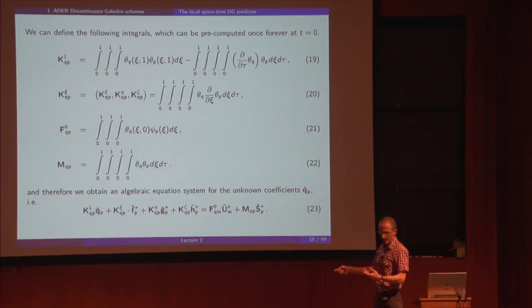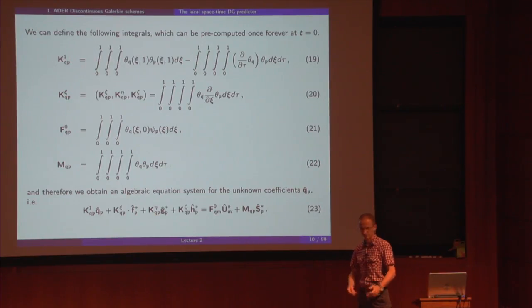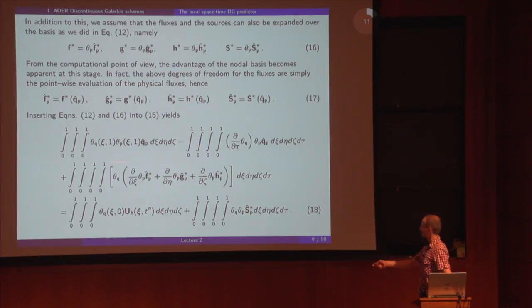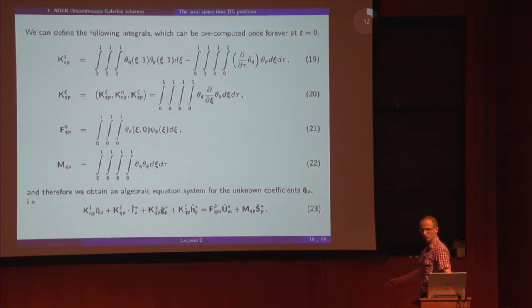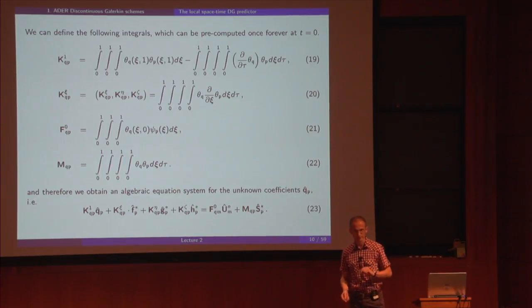Each of these matrices has a name, a mass matrix, stiffness matrix. You may be familiar with this or not. So therefore, the equation in the previous slide can be rephrased in this more compact matrix notation, like this, right? In which the unknowns are the degrees of freedom of the solution, namely the polynomial evolving in time locally in that cell.